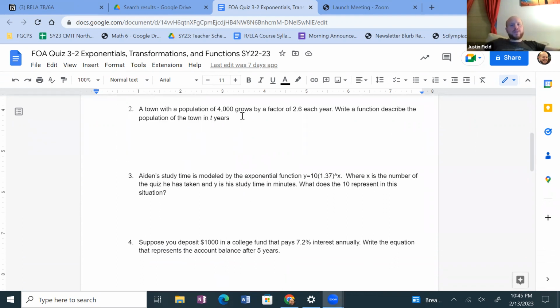Now let's look at this. So a town with a population of 4,000. I can just type here. So the population is 4,000 and the growth factor is 2.6, and it is to the t. And that's it. So remember, there's growth factor, which is the whole thing inside parentheses, and then there's growth rate, which is the percentage inside parentheses.